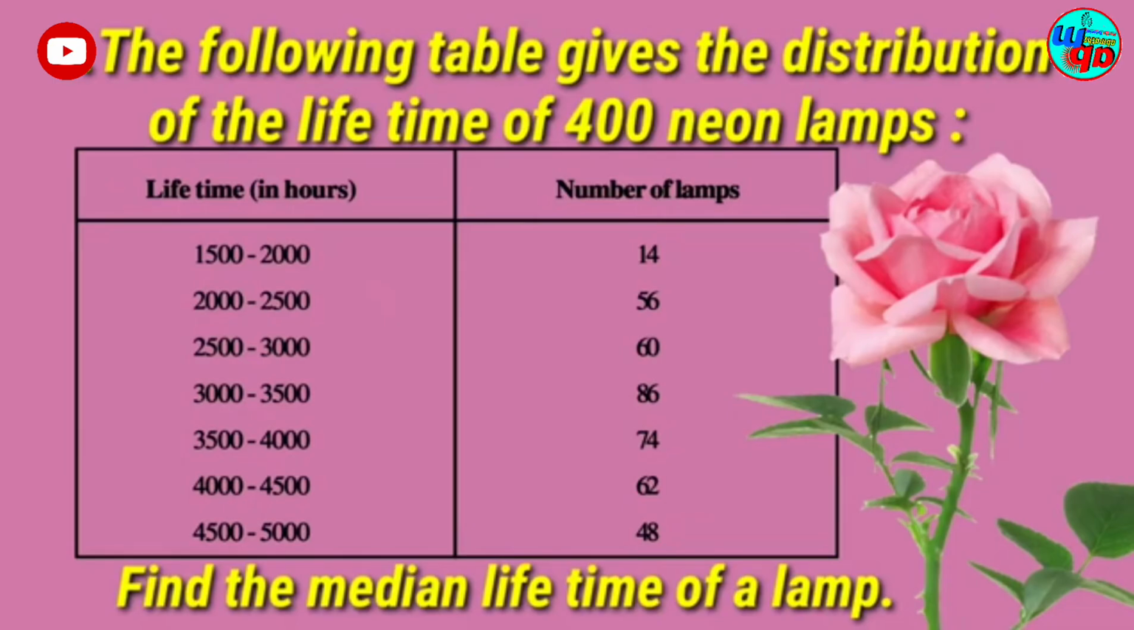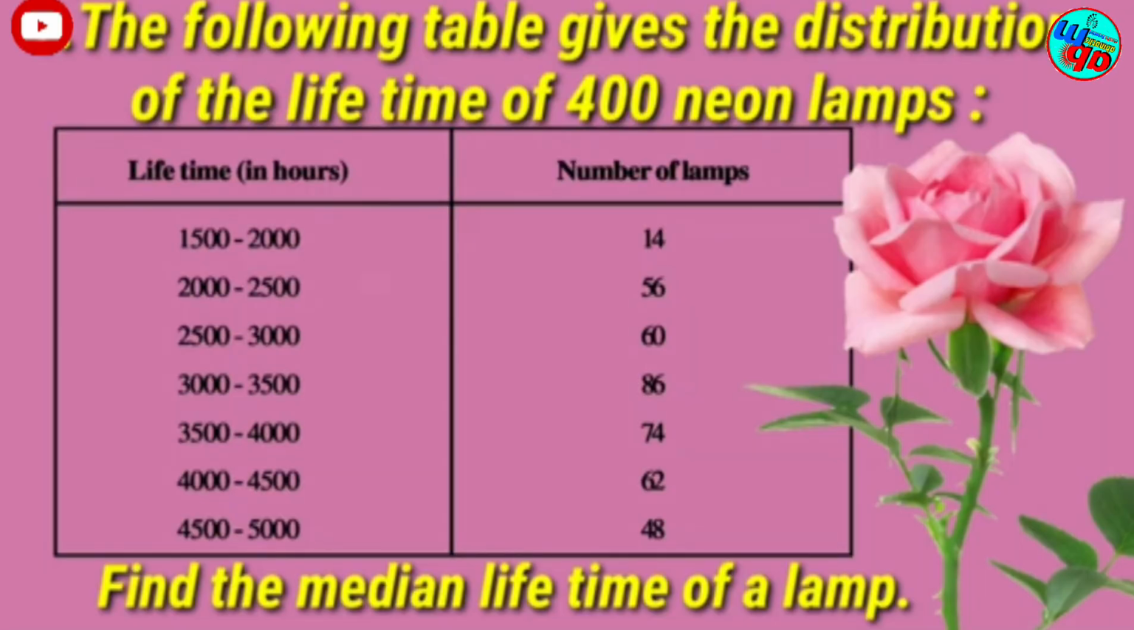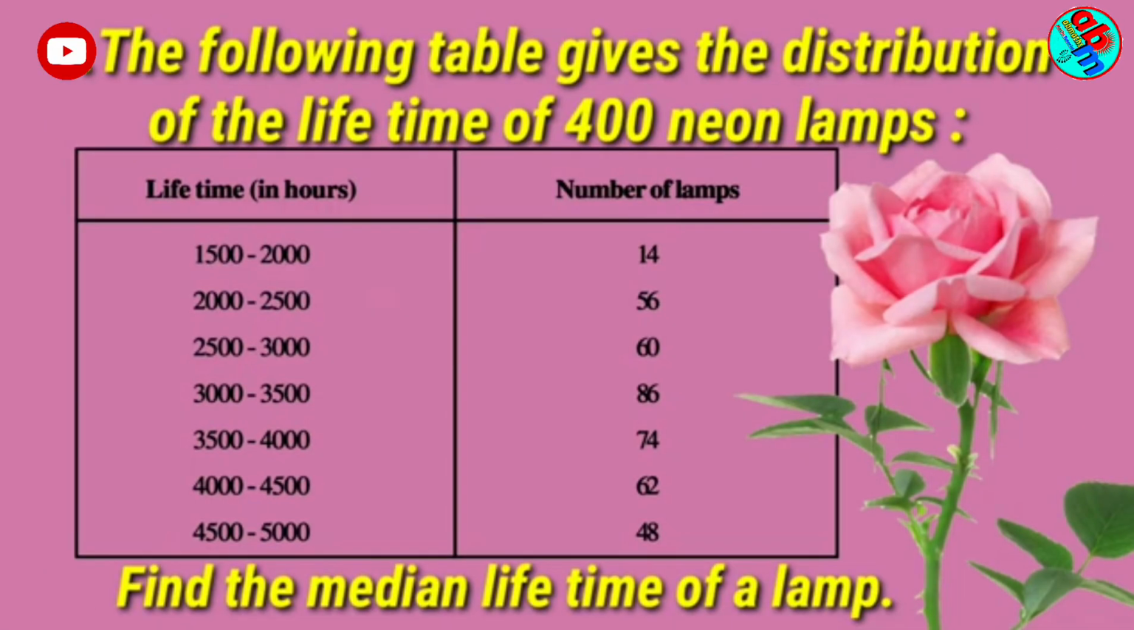Here we have a question. The following table gives the distribution of the lifetime of 400 neon lamps. Here is the table. Find the median lifetime of a lamp. Pause the video and try to solve it. So we prepare a cumulative frequency table.